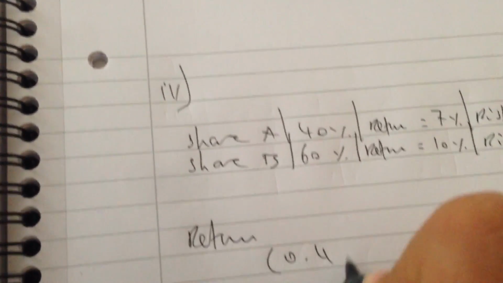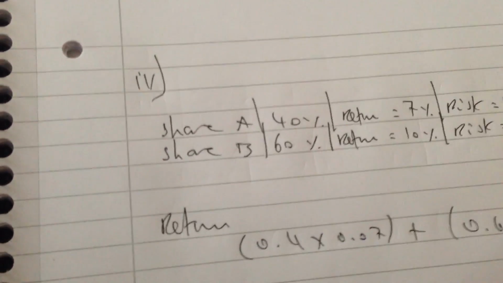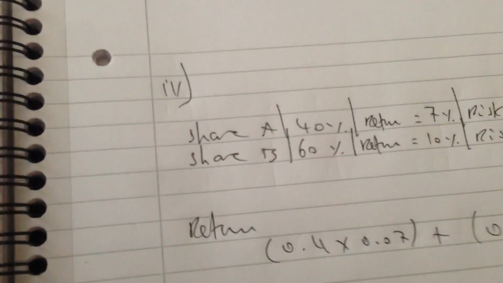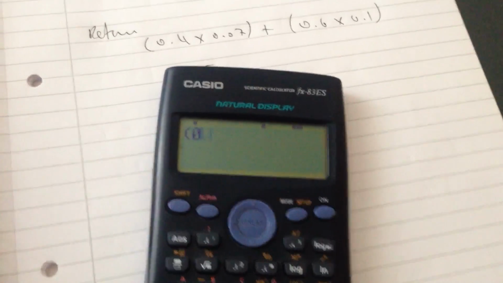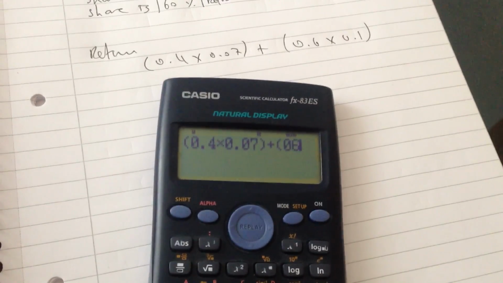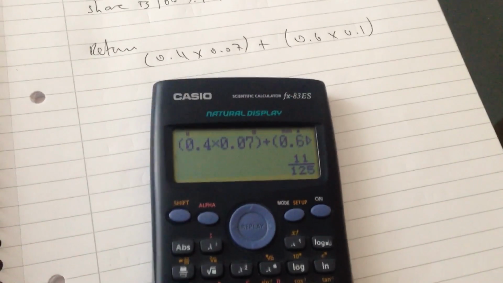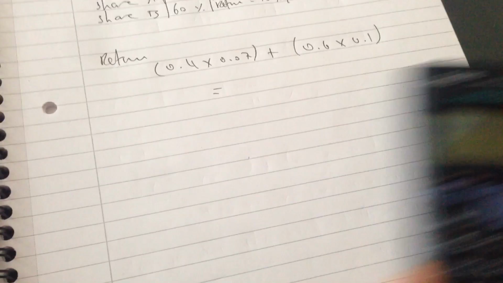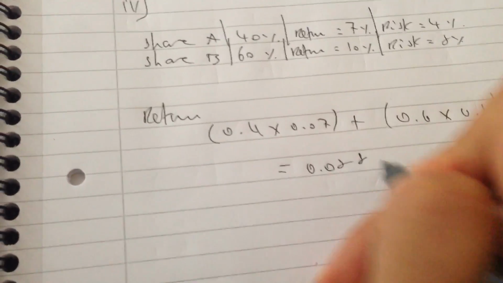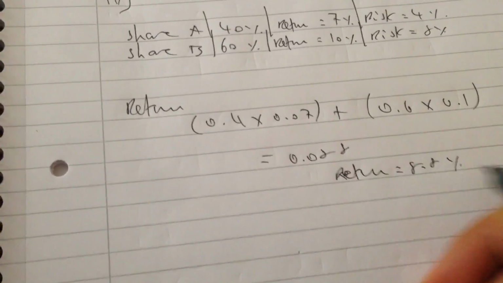So we're working out our return. The first weight, 0.4, multiplied by the return, 0.07, plus 0.6 weight in share B, and then the return, 0.1. Do that into the calculator: 0.4 multiplied by 0.07, close bracket, and then 0.6 multiplied by 0.1 equals 0.088. So our return equals 8.8%.